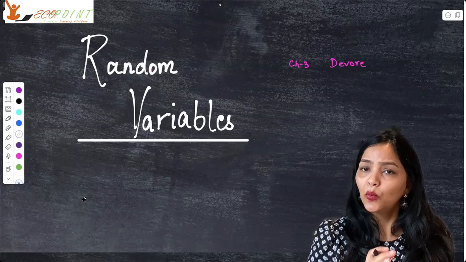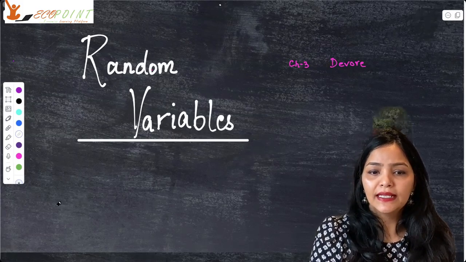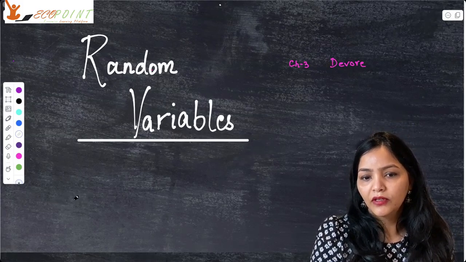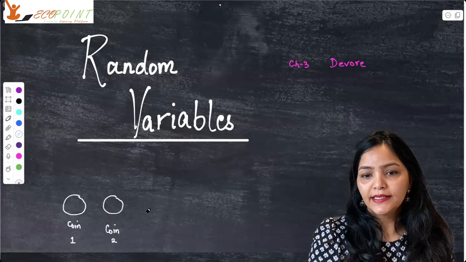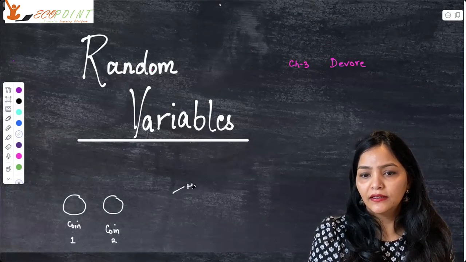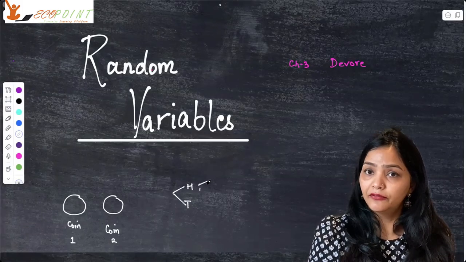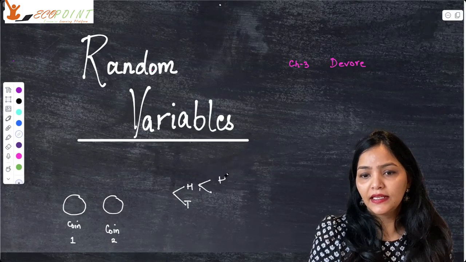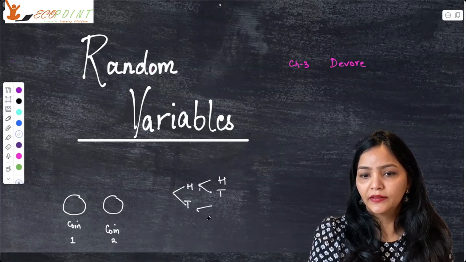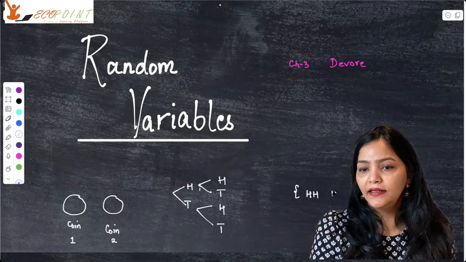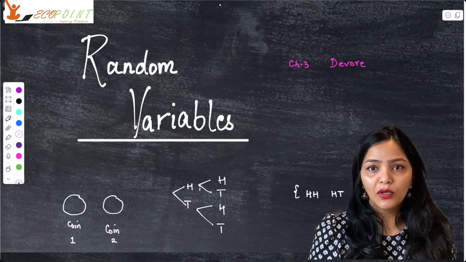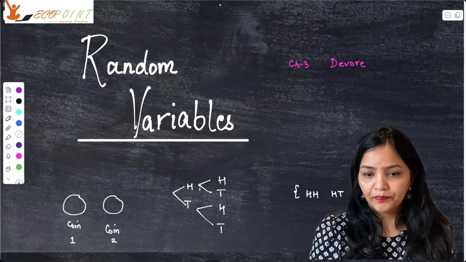In probability, when we take up any experiment, let's say the experiment of tossing two coins. Now, if I toss two coins, I can get head or tail with the first coin, and I can get head or tail with the next coin. So that means my sample space is head head, head tail, tail head, tail tail. These are the four outcomes that can actually come.